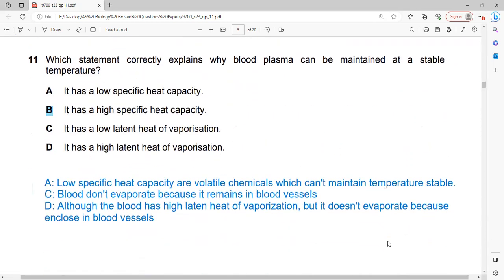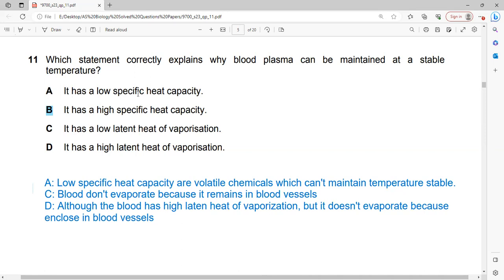Which statement correctly explains why the blood plasma can be maintained at a stable temperature? The blood plasma can be maintained at a stable temperature because it has a high specific heat capacity. It means it can absorb a large amount of heat and change little in temperature. So that's why it has a high specific heat capacity.